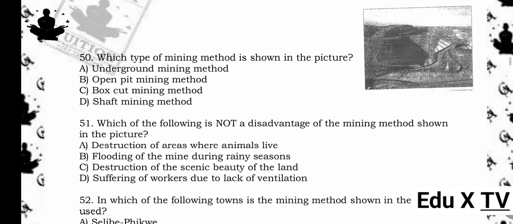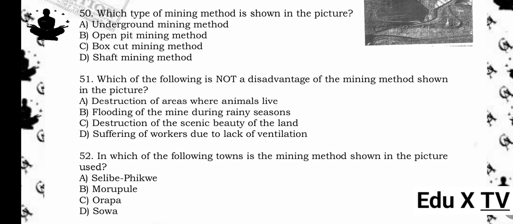50. Which type of mining method is shown in the picture? A. Underground mining method. B. Open pit mining method. C. Box cut mining method. D. Shaft mining method. The answer is B. Open pit mining method. Reason being, the picture shows a large open excavation, typical of open pit mining.